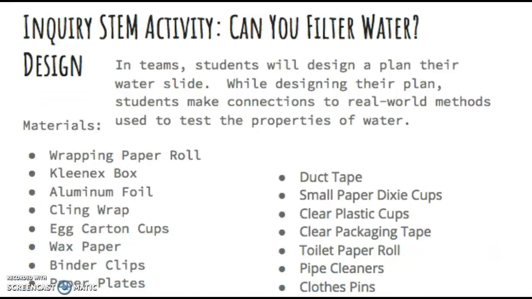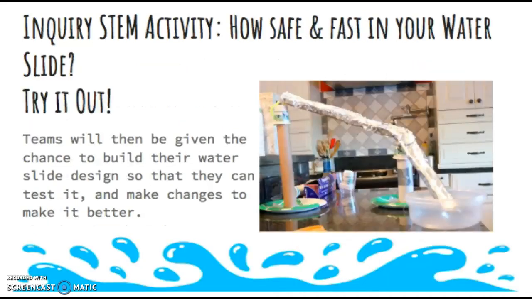With the materials, here is a list of the materials they have to choose from. As I said, they can only pick 7. It has to be under $20. You can see this list on my activity handout. As they try it out, they're going to have to, like I said, collect data on all of this and make it better.